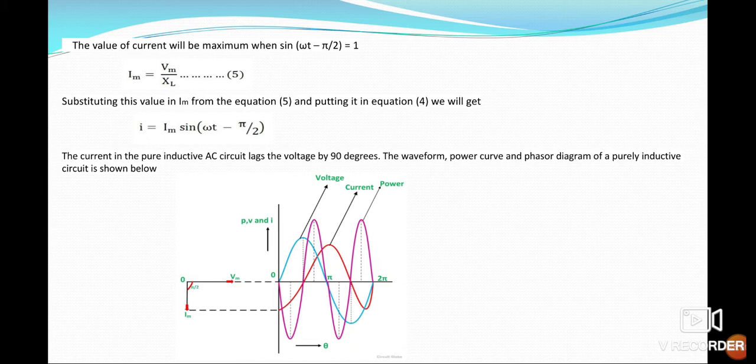So, we can see from the waveform that the current is lagging behind the voltage by an angle of 90 degrees, and this is applicable only for a pure inductive circuit. So, we will draw the voltage along the x-axis and the current along the negative y-axis. If you draw current along the negative y-axis, it represents a lagging current by an angle of 90 degrees.